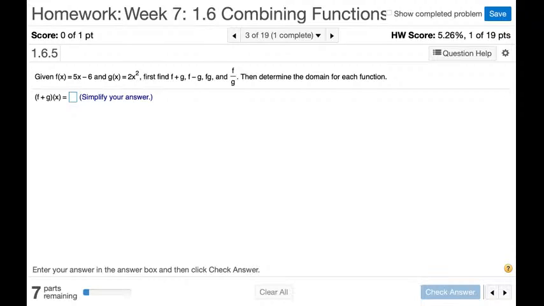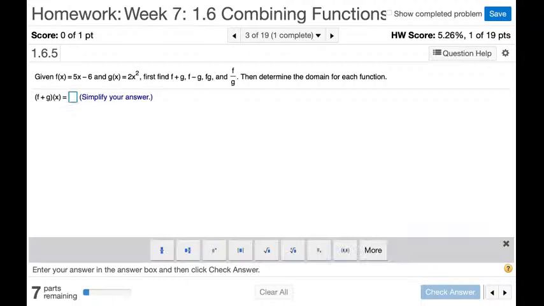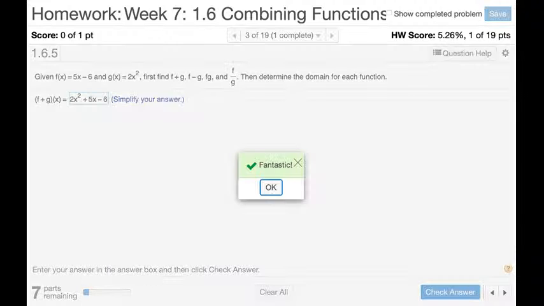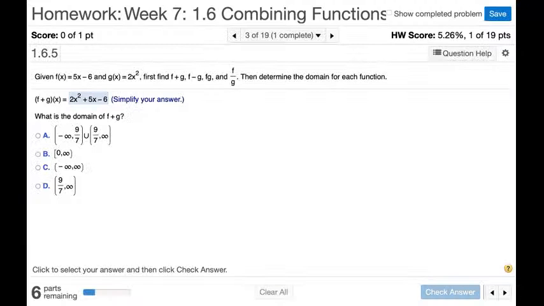Okay, f plus g. If we just add these together, we just combine like terms. So I think it's just going to be 2x squared plus 5x minus 6. The domain of each one, right? Both of these are all reals. All reals intersect all reals is going to be C.